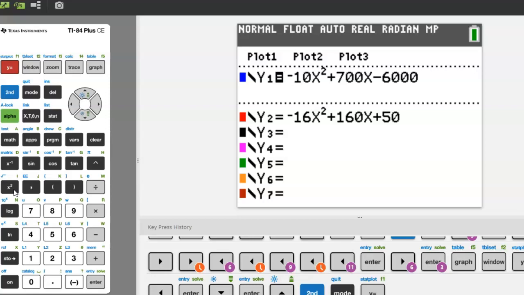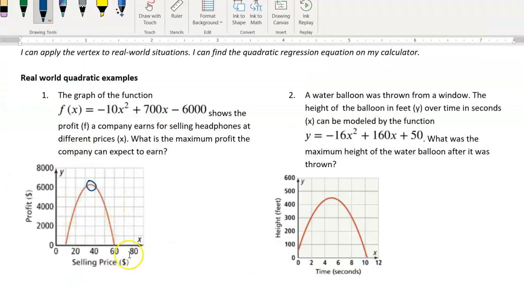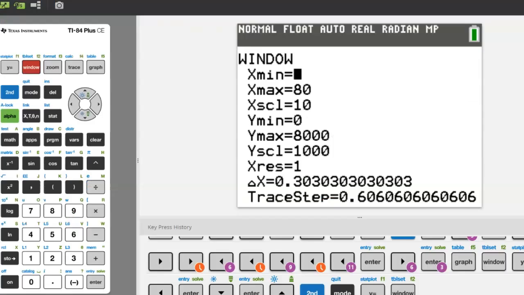All right, so you have that typed in. Now let's go to your window settings, because your standard window setting is not going to be the same as what we have in our graph. If you look at the graph that's in your notes, the x-axis goes from 0 to 80, and our y-axis goes from 0 to 8,000. On the x-axis, we're counting by tens with these grid lines, so we want a scale of counting by tens. You might say, well, it's counting by 20s, but I'm going by the grid lines. The grid lines are going up by tens, and on the y-axis, the grid lines are going up by 1,000s. So let's change our window settings to reflect that.